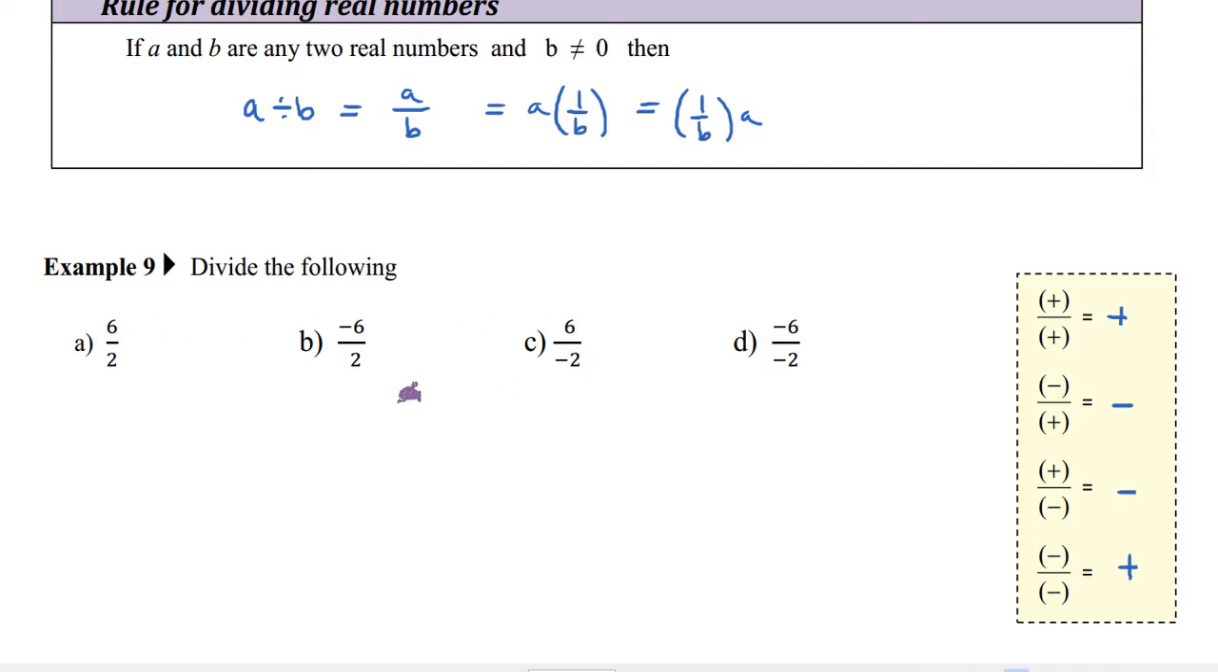So let's do 4 of these where you can see each of these cases. 6 over 2 is just 6 divided by 2, which is 3. Negative 6 over 2 would be negative 3. 6 over negative 2, we're getting a negative, and 6 over 2 is 3, so negative 3 again. And negative 6 over negative 2, we get a positive, and 6 over 2 is 3.